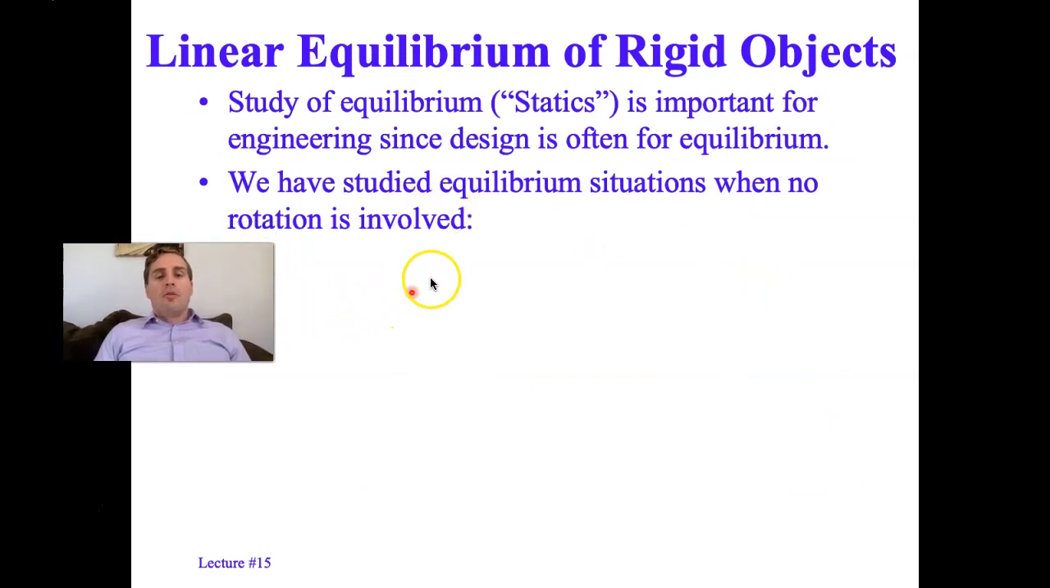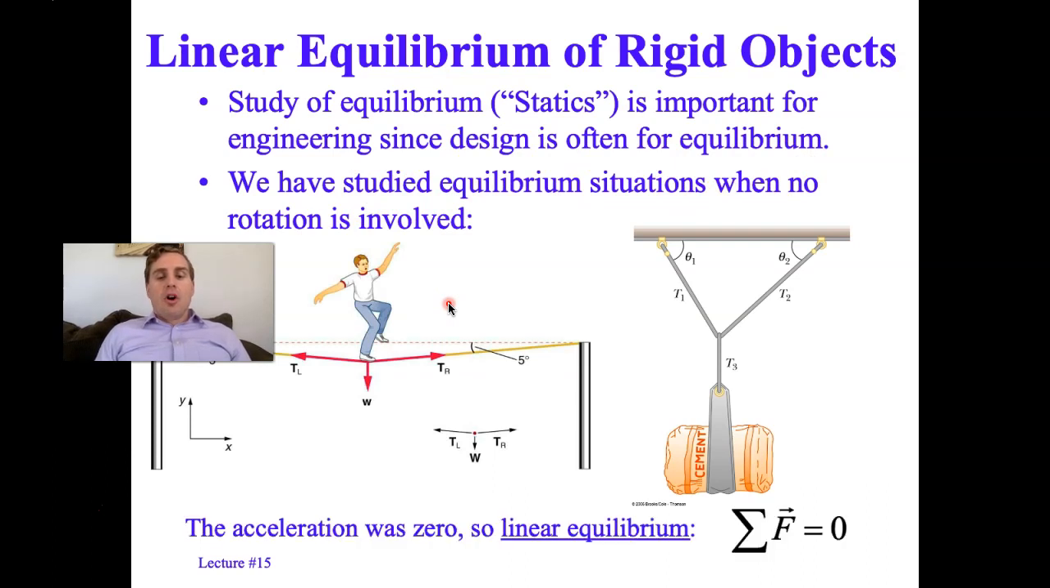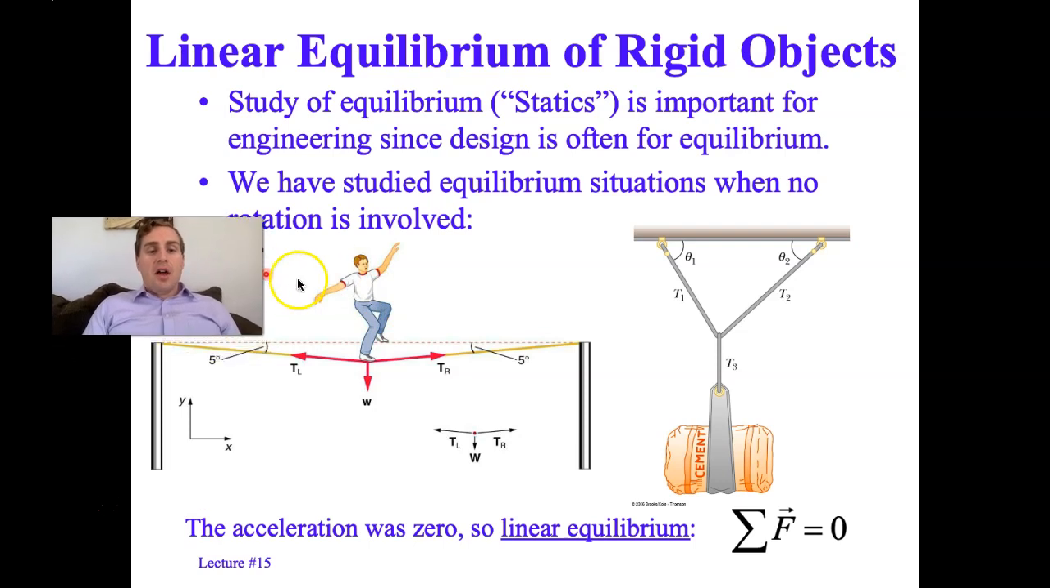All right, now I want to discuss torque from the following perspective: the equilibrium of rigid objects. This is the main subject of chapter 12 in our textbook. The study of equilibrium is often just called statics, and it's important for engineering since design often is important to equilibrium. We have studied equilibrium when no rotation is involved earlier in this class. So hopefully you recall that we had examples of a tightrope walker on a tightrope, and notice that the sum of the forces was zero. That is to say, there was zero net force and there was zero acceleration. So this is a special case of Newton's second law, and namely, inertia takes over: the object that's at rest stays at rest. Or for that matter, the object that's in motion stays in motion in a straight line, unless it's acted upon by any outside forces, which are external or net forces.